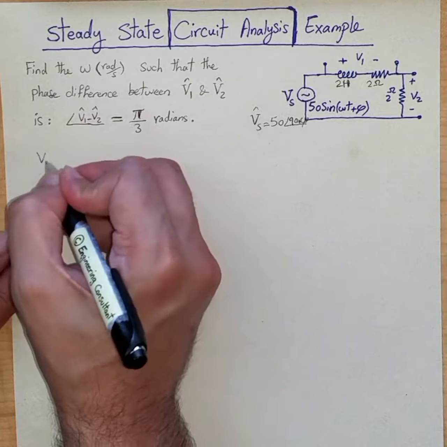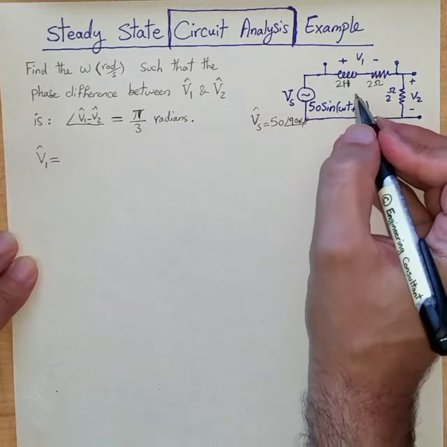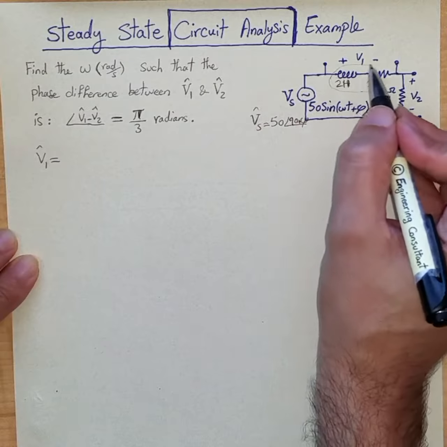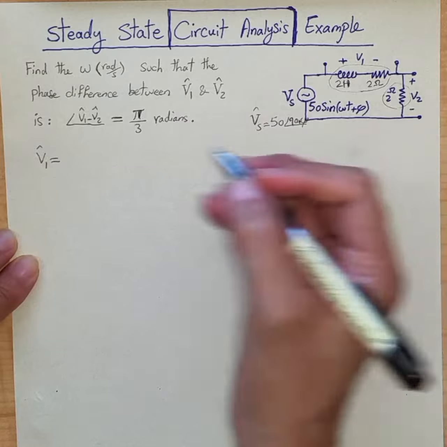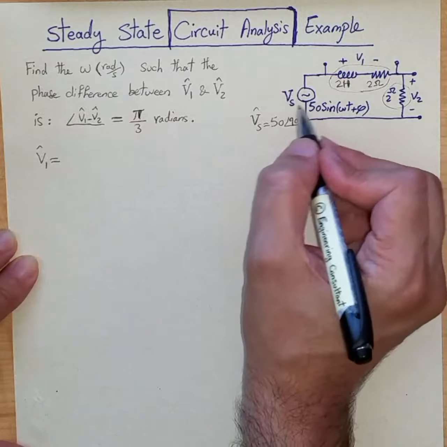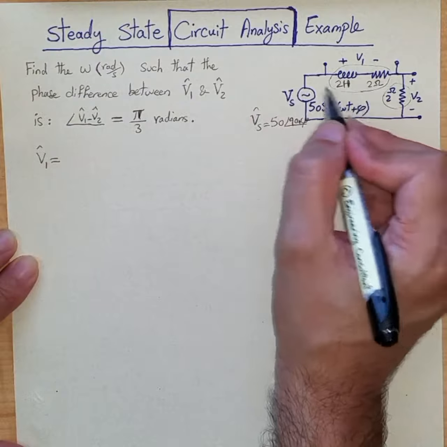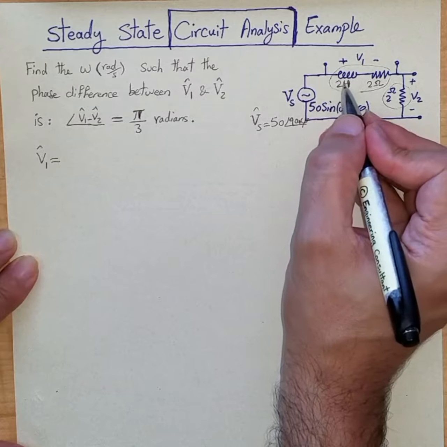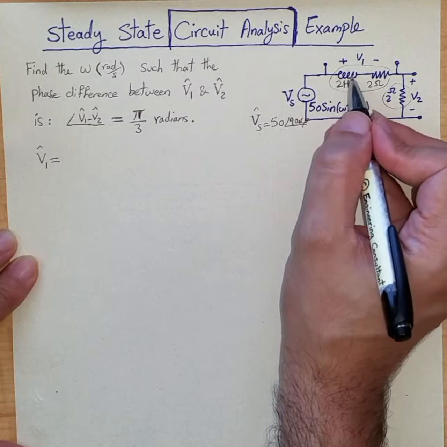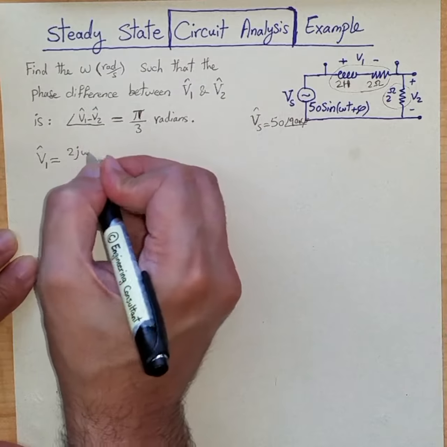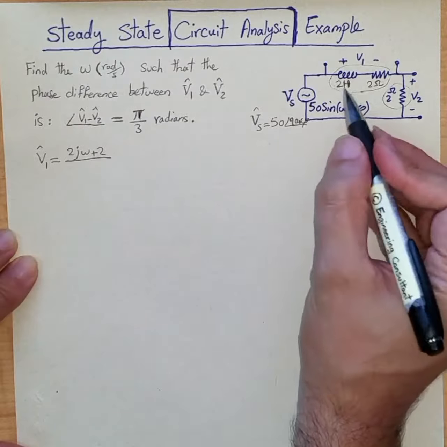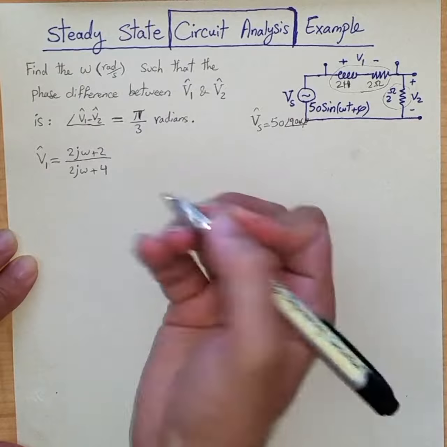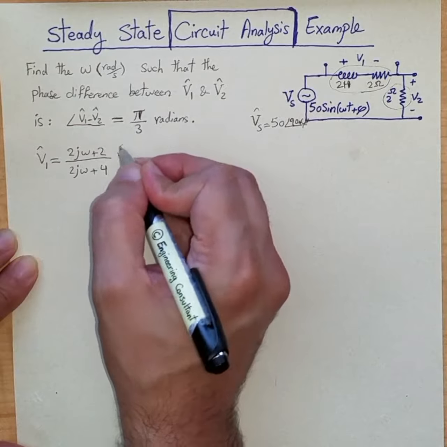So for V1 as a phasor, we are just saying, okay, it's a voltage divider between these two series impedances. One impedance is this set, and another impedance is this one. So for V1, we would just say it's a voltage divider of Vs across these two for this total impedance. So it's just jL omega, which is 2j omega, for this impedance plus 2. So 2j omega plus 2 divided by the sum of the whole series impedance, which is 2j omega plus 2 plus 2 plus 4, times Vs in phasor representation.